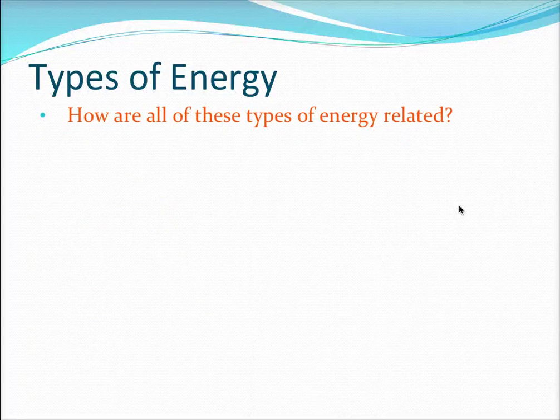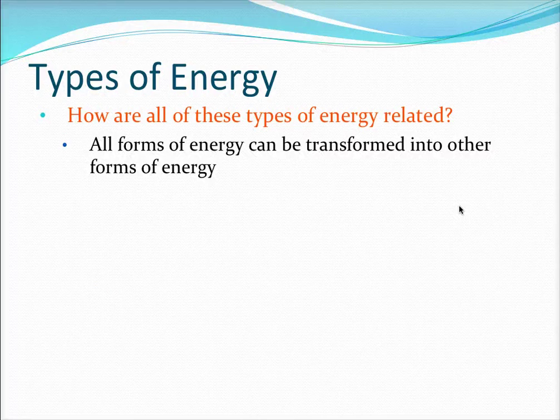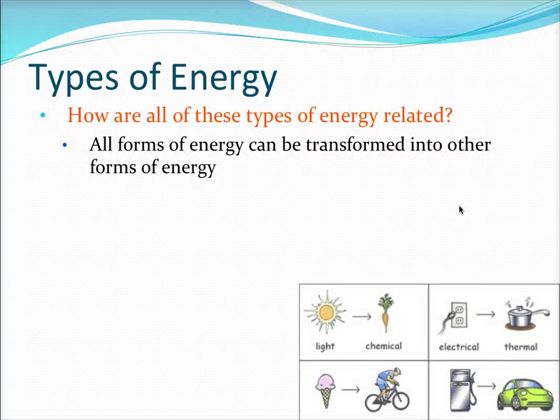Types of energy. How are all these types of energies related? Well, all forms of energy can be transformed into other forms of energy. So some examples down here. We have sunlight to chemical with a plant, electrical to thermal with a pot boiling. The ice cream cone is going to be chemical, to riding a bike, which is going to be mechanical. And then chemical is the gasoline that's going to be mechanical for your car.